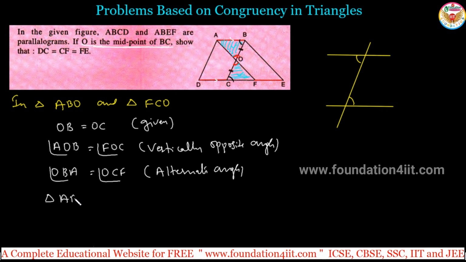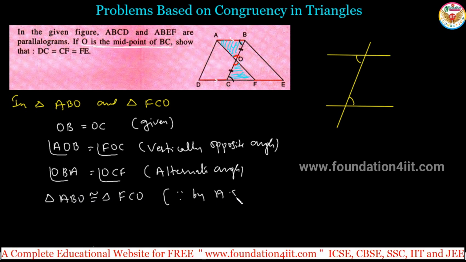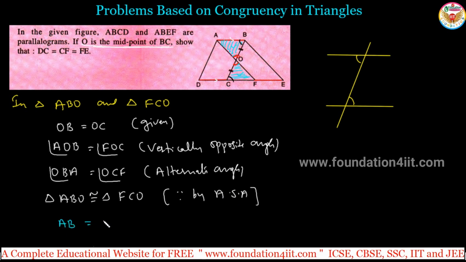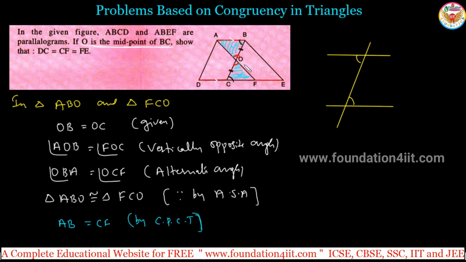Therefore triangle ABO is congruent to triangle FCO. The reason is the angle side angle property. Whenever two triangles are congruent, then corresponding sides are equal. Therefore AB is equal to CF. This is by CPCT, corresponding parts of congruent triangles. Whenever two triangles are congruent, corresponding parts are the same. So AB is equal to CF and AO is equal to OF, and BO is equal to OC. All corresponding angles and corresponding parts are the same. So AB is equal to CF.